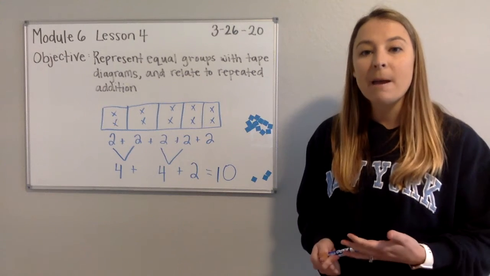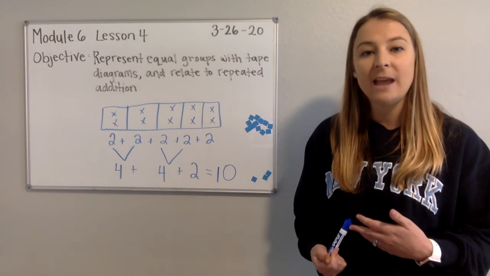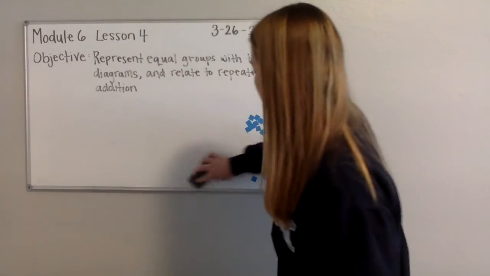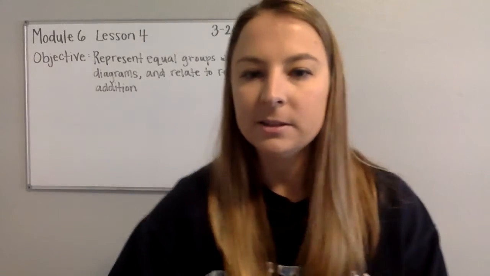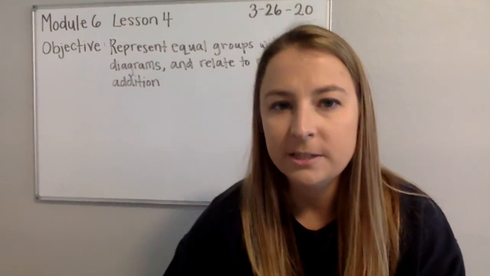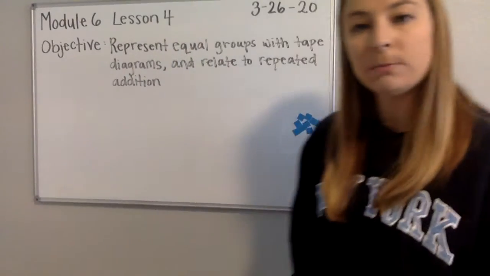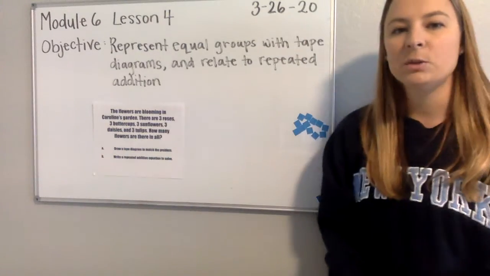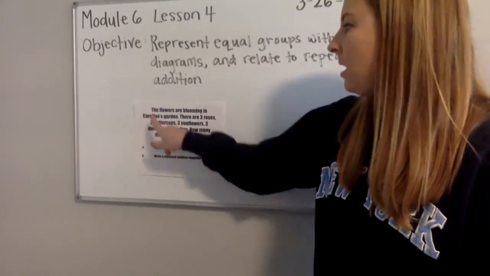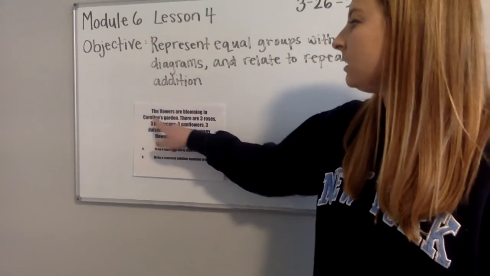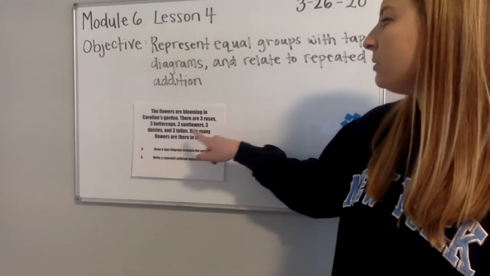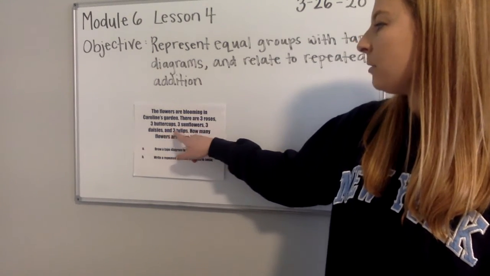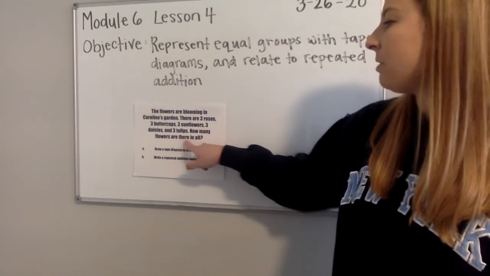At this time, I'm going to clear my board and then I'm going to work through today's daily word problem. I will bring this closer, and I know the word problems are hard to see, so if you drop below into the video description, you'll be able to find the word problem written there. Today's word problem says, the flowers are blooming in Caroline's garden. There are 3 roses, 3 buttercups, 3 sunflowers, 3 daisies, and 3 tulips. How many flowers are there in all?